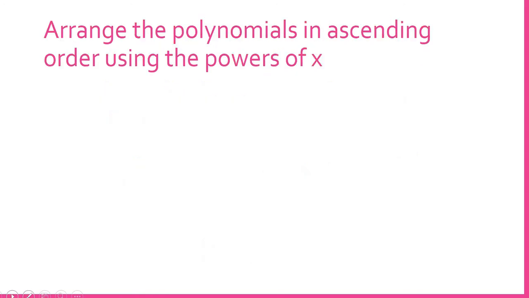So I want you to now arrange the polynomial in ascending order using the powers of x. Ascending means smallest to largest. So if I give you this polynomial, we'll go ahead and classify it and then come on back. So let's see, that's fourth degree, second, third, third. So this is a fourth degree polynomial.